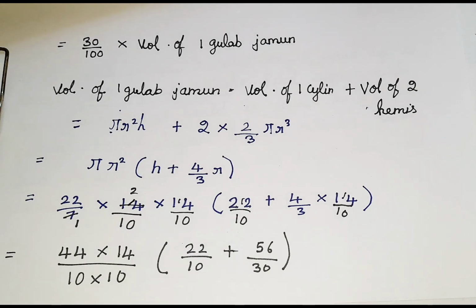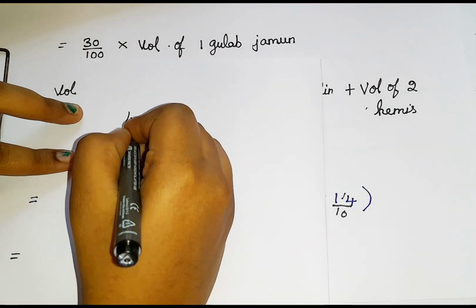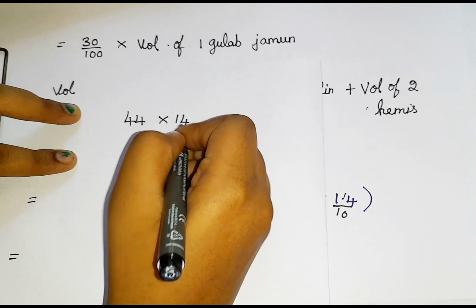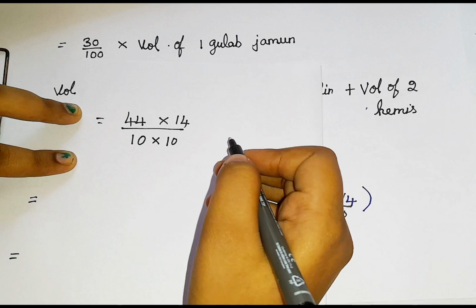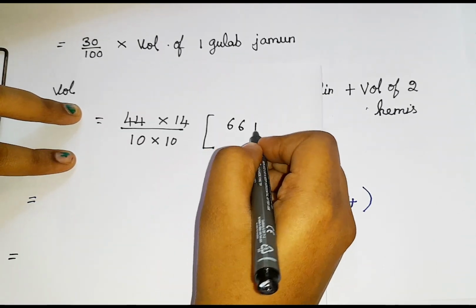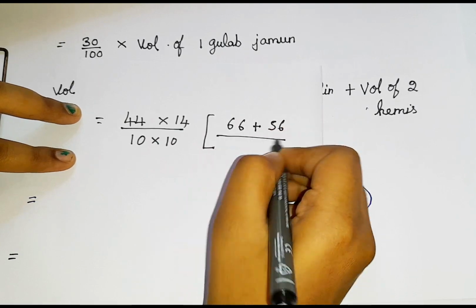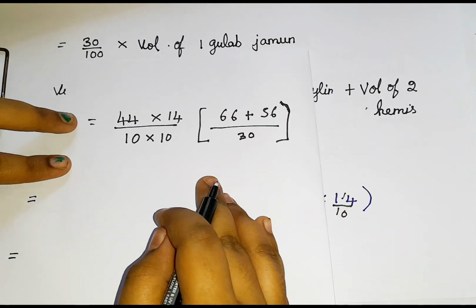Okay guys, so now let us take LCM. First of all, let us write these values as it is. So it is 44 into 14, and down it is 10 into 10. So when we just take LCM, we'll get (66 plus 56) by 30, something like this. You can just try it.